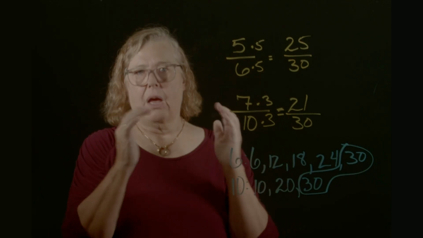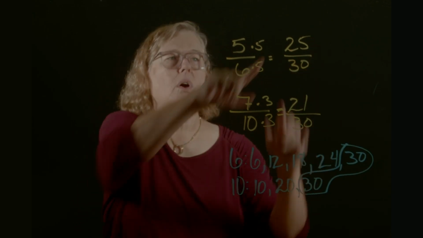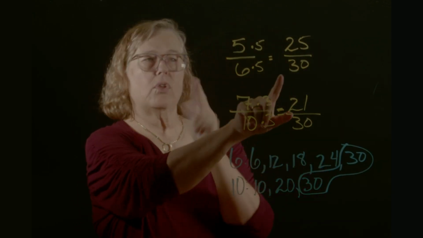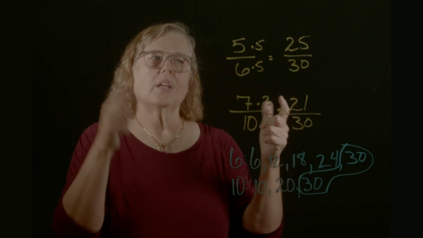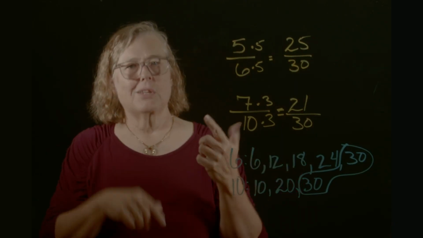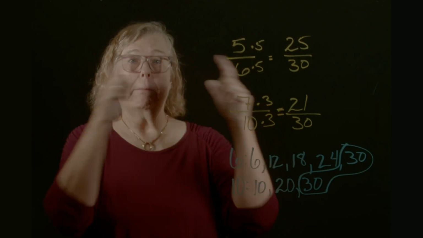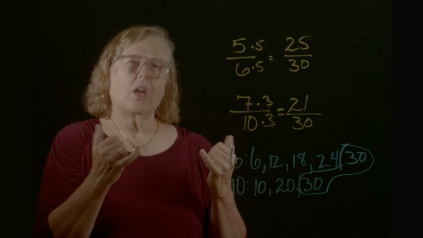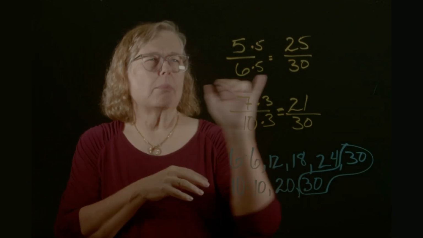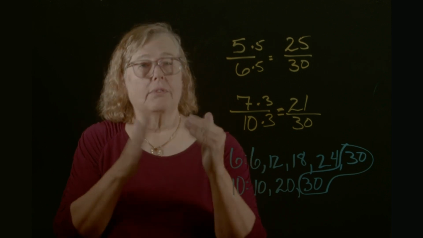So now I can compare them. They have the same denominator. 30 is the denominator for both. So 25 is bigger than 21. So which one's bigger? The 25, right? It's bigger than 21. So I know that 5/6 is bigger than 7/10. We can compare them now. We're going to learn more about how to do that, but I wanted to show you that we're going to use LCM when we're working with fractions, and we'll use it often.